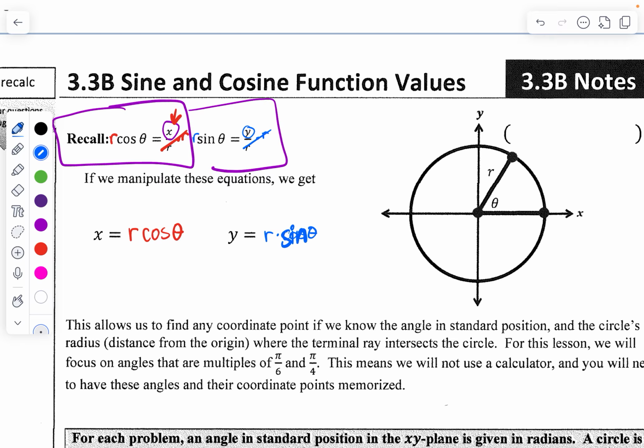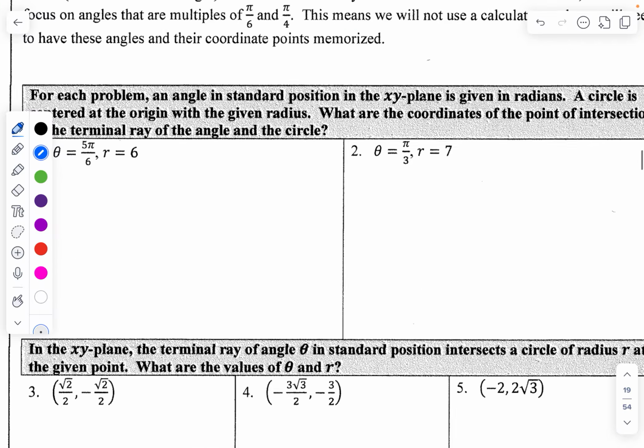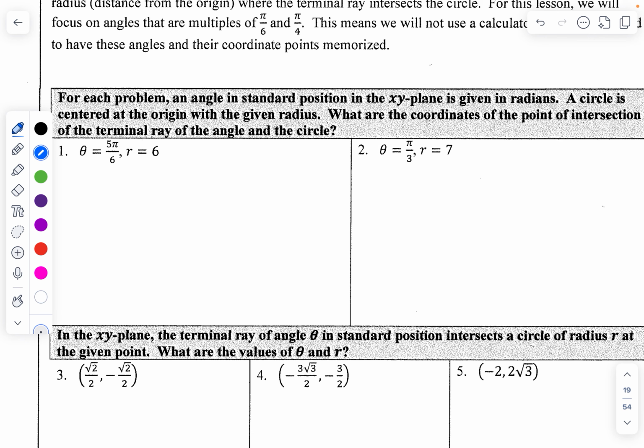Here on the unit circle, if r is 1, that's great, but what if it's not? So remember, x comma y is cosine comma sine, if that's a unit circle. But if it's not, x comma y is r cosine theta comma r times the sine of theta. Okay, so we're going to use this to be able to find some values where it's not a unit circle.